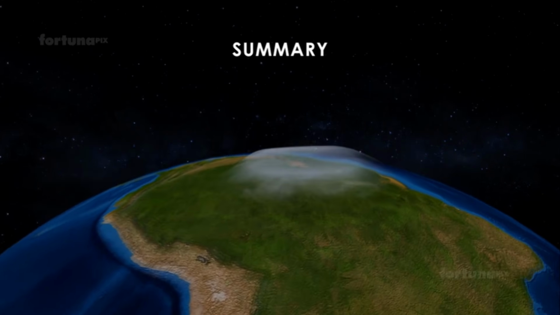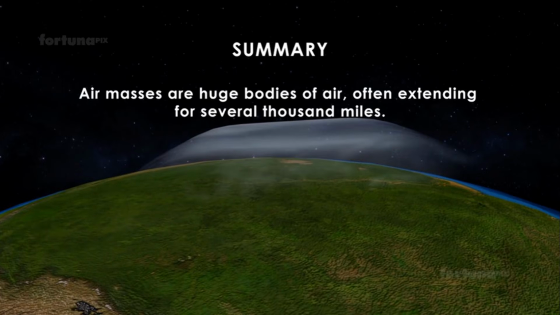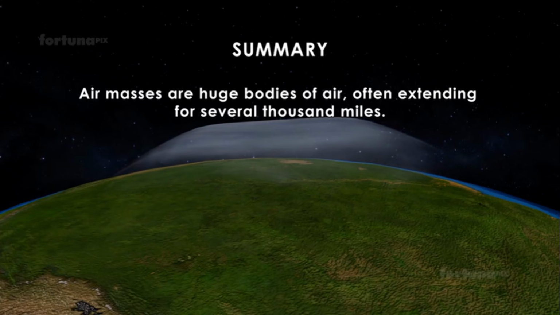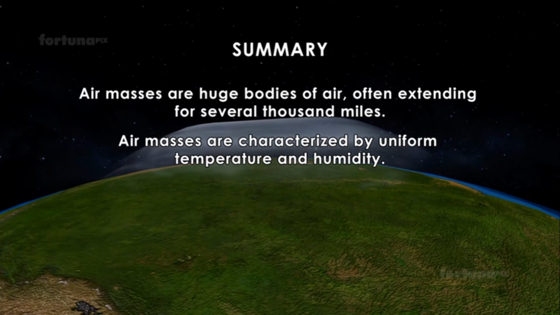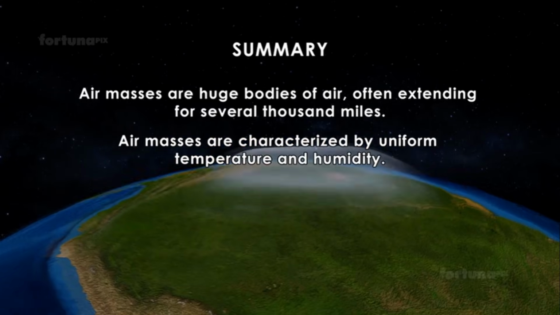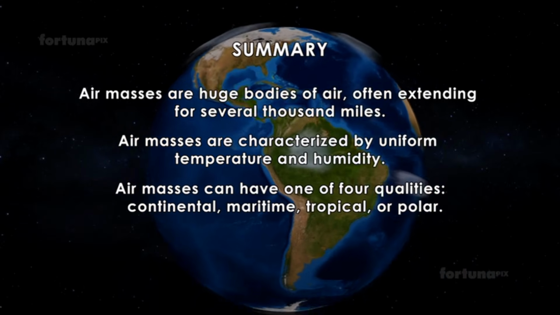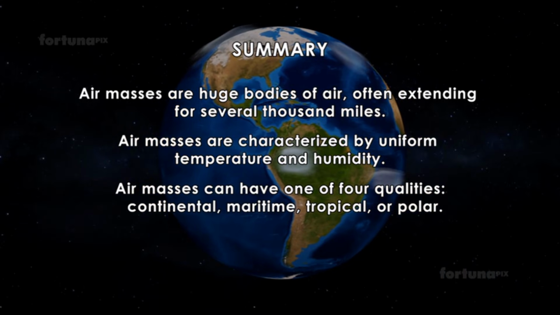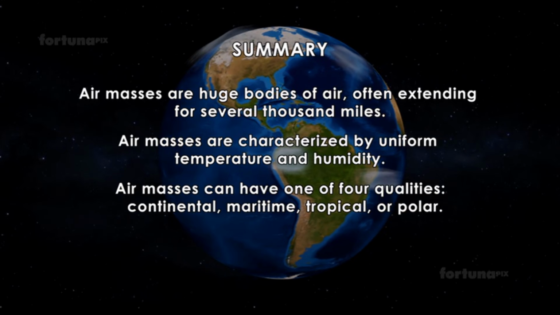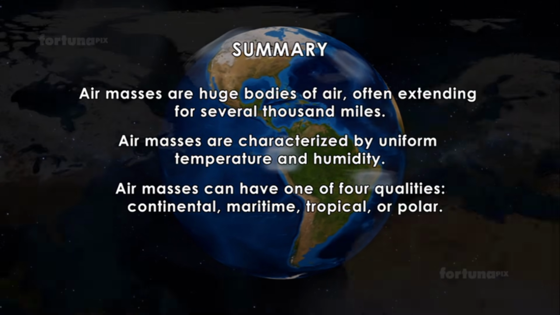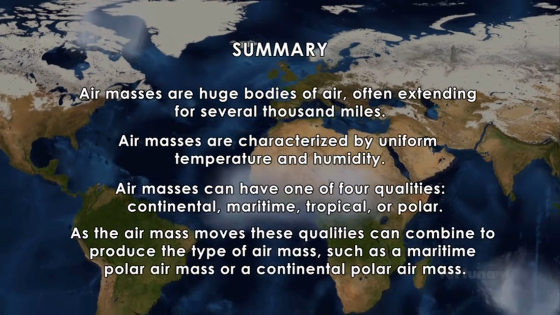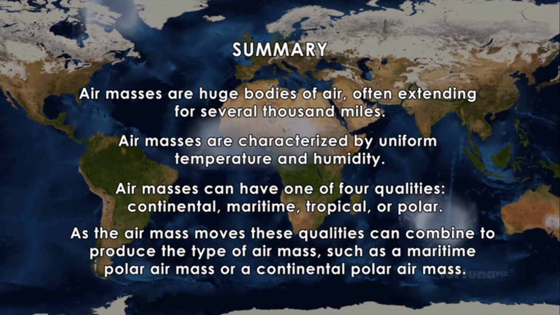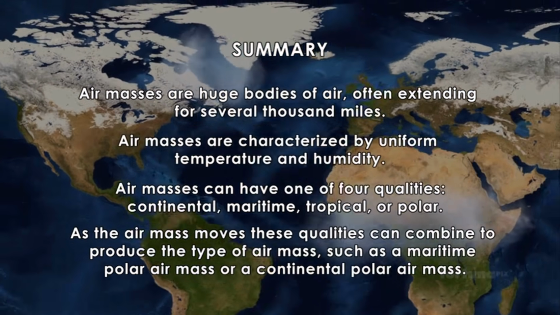Summary: air masses are huge bodies of air, often extending for several thousand miles. Air masses are characterized by uniform temperature and humidity. Air masses can have one of 4 qualities: continental, maritime, tropical, or polar. As the air mass moves, these qualities can combine to produce the type of air mass, such as a maritime polar air mass or a continental polar air mass.